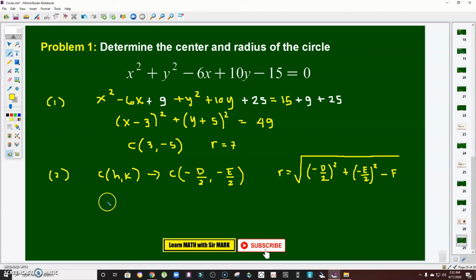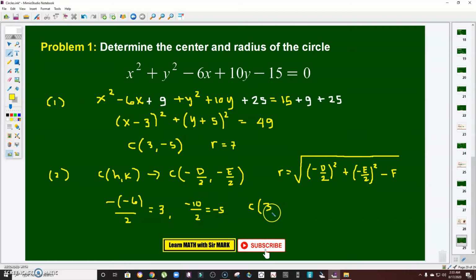The center will be negative d, my d is negative 6, over 2, that will be positive 3. So the abscissa of the center is 3. Next, for this one, negative e, which is 10, so negative 10 over 2 is negative 5.